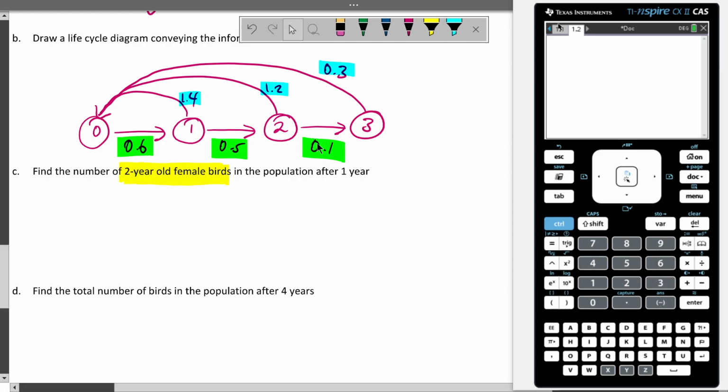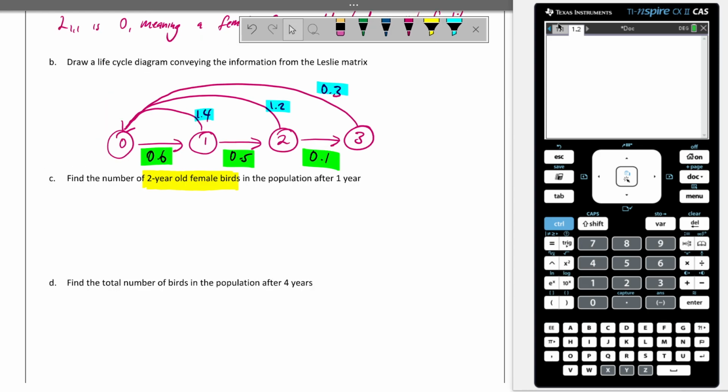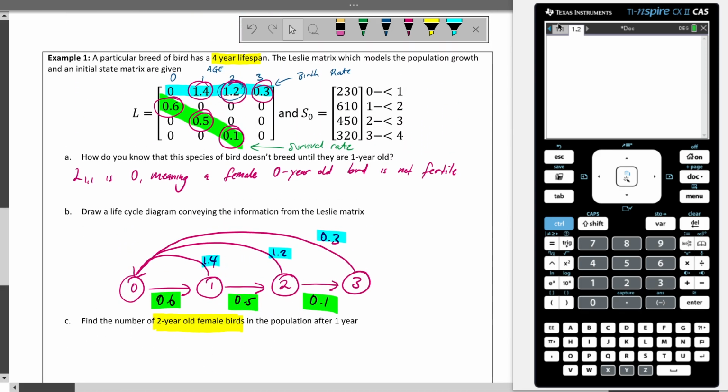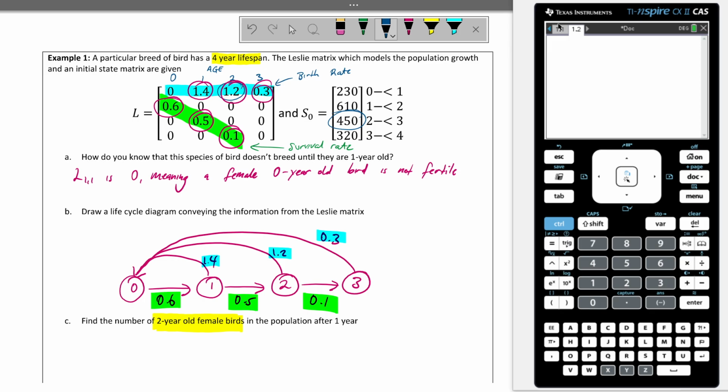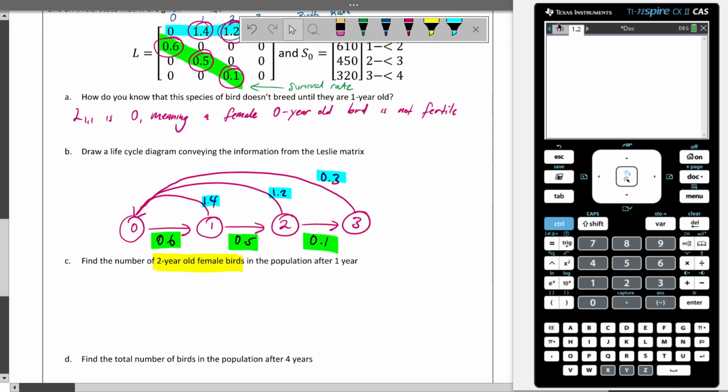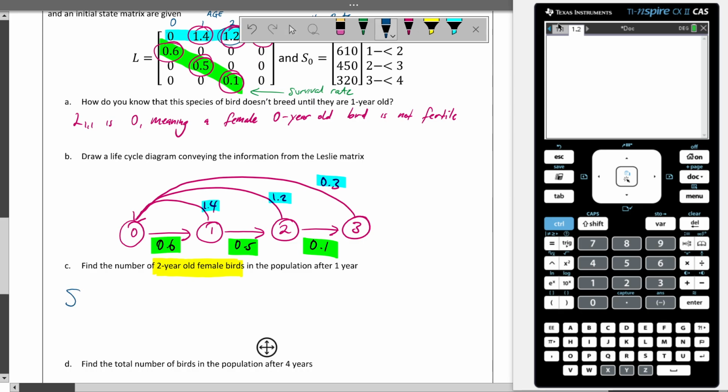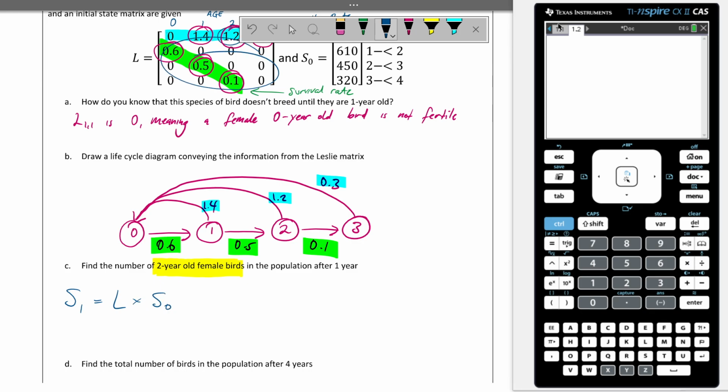So what we're going to do to answer this is we know that at year 0, this is how many of each bird. So the amount of 2-year-olds we would have in this case would be 450. What we want to figure out is after 1 year has passed, how many 2-year-olds do we now have? So we want to figure out what S of 1 is going to be. To do that, we take our Leslie matrix, so this right here, and we times it by S of 0, this right here. And when we do that, what do we get out?